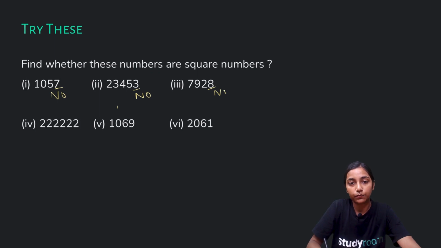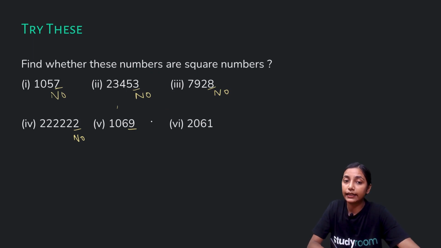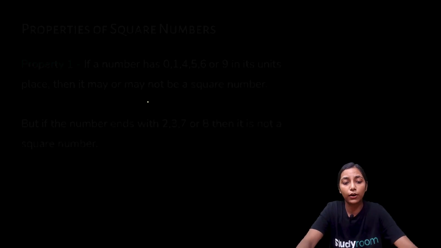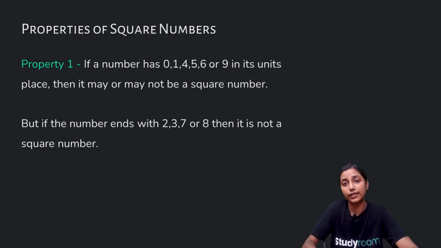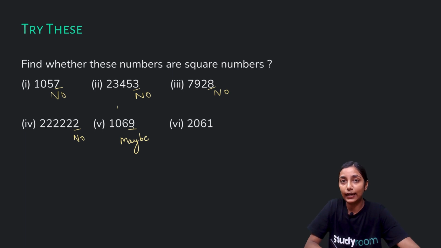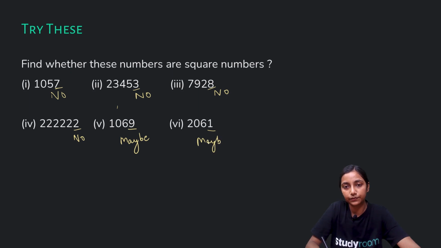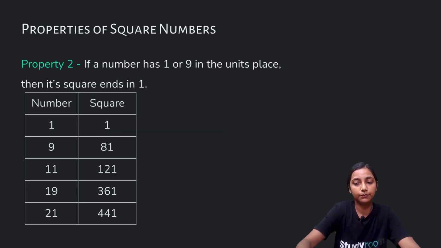Again 8, no. 2, no. 9. A number ending with 9 can or cannot be a square. It's not obvious, and we cannot predict it directly by seeing the last digit if the digit is any one of 0, 1, 4, 5, 6 or 9. So since this number ends with 9, we cannot say whether it will be a square number or not. So maybe or maybe not. Similarly 1, maybe or maybe not. We cannot predict it just by this.